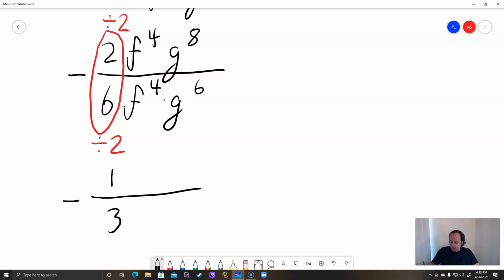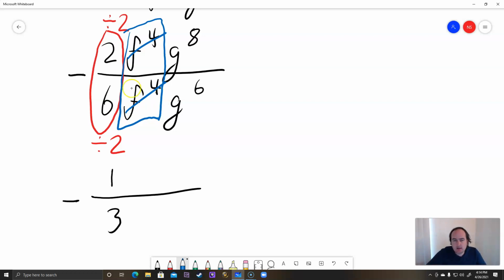So let's move on to the f. So looking at f to the 4 divided by f to the 4, because these are exactly the same power, you can just cross them out. If you have the exact same thing on the top and the bottom, just cross it out. Okay, so you can cross these out. So that takes care of the f's.